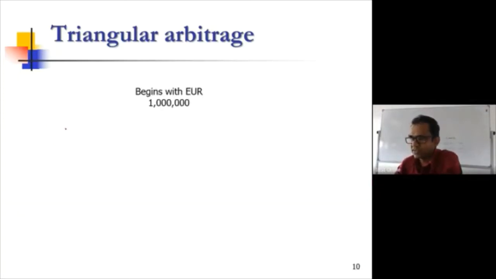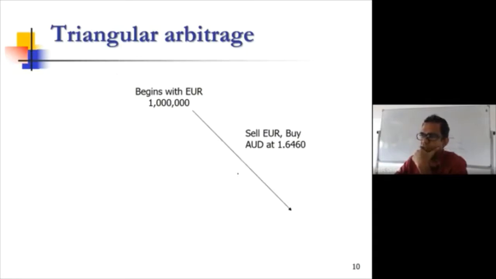We'll explain it here. So assume you begin with euro 1 million. Now you see the market is expensive. So therefore you sell euro against Australian dollar at the market. So sell euro, buy Australian dollar at 1.6460. This is the market rate. You can get this quote from the market and you can trade at that rate. What is the AUD amount that you are going to receive?